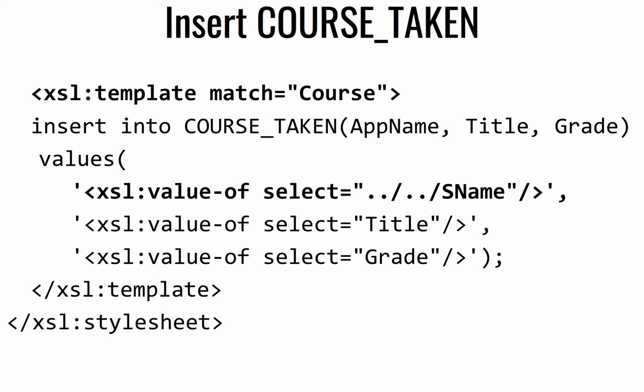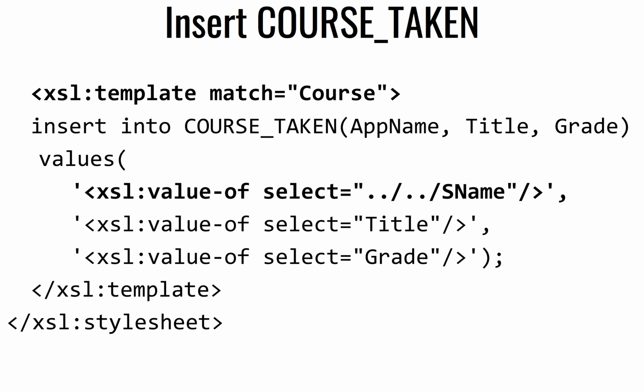Yes. And then the second one, the course, it's going to insert into course taken. Same thing, app name, title, grade, yes? But notice the values here. Now the values, remember that we're iterating over what? We're iterating over students / courses / course. So we're in the course right now, right? We're iterating over all the courses. But to be able to do the foreign key, so that the student names match the applicant name in this insert, from the course we need to go, the student name is way up there in the student. We're way down in the course, yes?